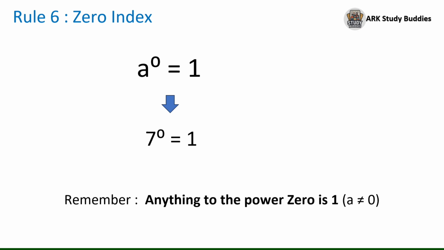Let's learn rule number 6, that is zero index. a to the power of 0 is equal to 1. Let's take one example. 7 to the power of 0 also is equal to 1. So remember, anything to the power of 0 is 1, and a should not be 0.